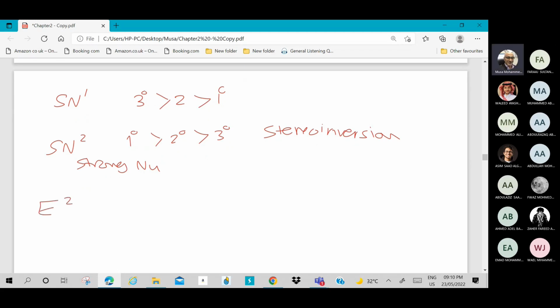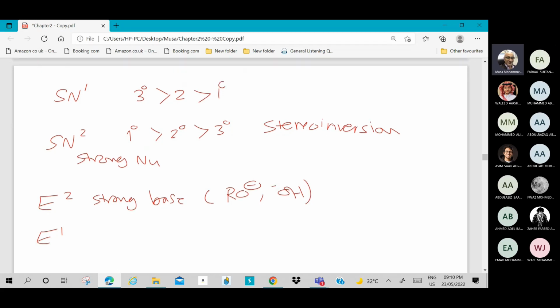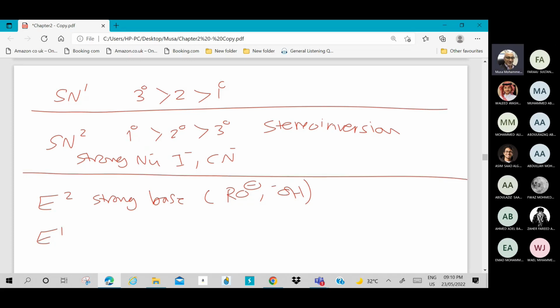E2, E1. E2, you need a strong base. And generally, the strong base, this is RO minus or OH minus. These are examples of strong bases. Strong nucleophile, I minus, cyanide. So these are keywords for SN1, SN2, E1, E2.